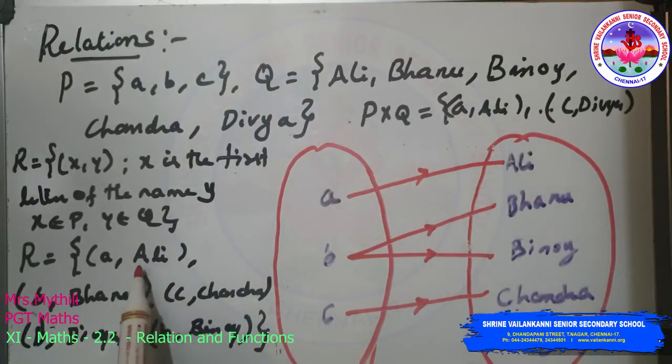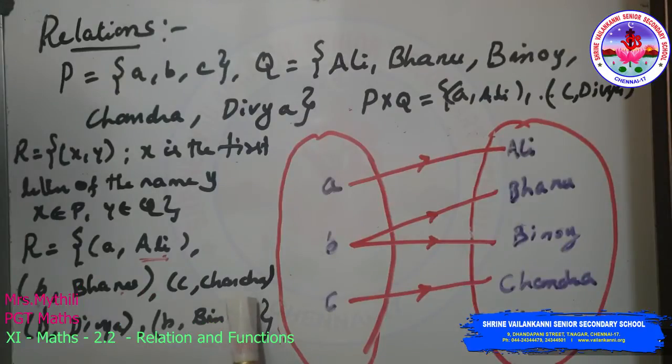So this is the second element. Ali is the image of the first element A and Banu is the image of first element B. So Chandra is the image of C, Divya is the image of D and Binoy is the image of B. So relation means a subset of the Cartesian product. So relation can be written in ordered pairs (X, Y). X is the first element and Y is the second element. The second element is the image of the first element.